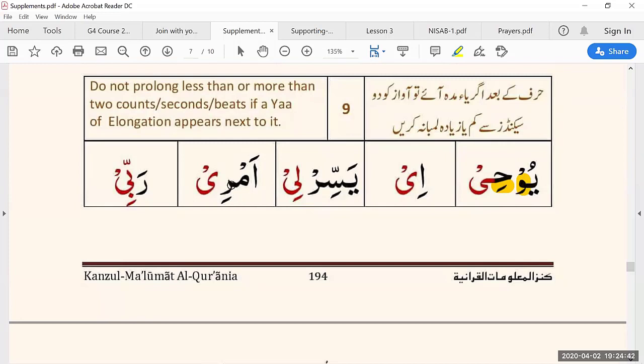Okay. Amri. The ra is not thick. All right. Jazakillah.